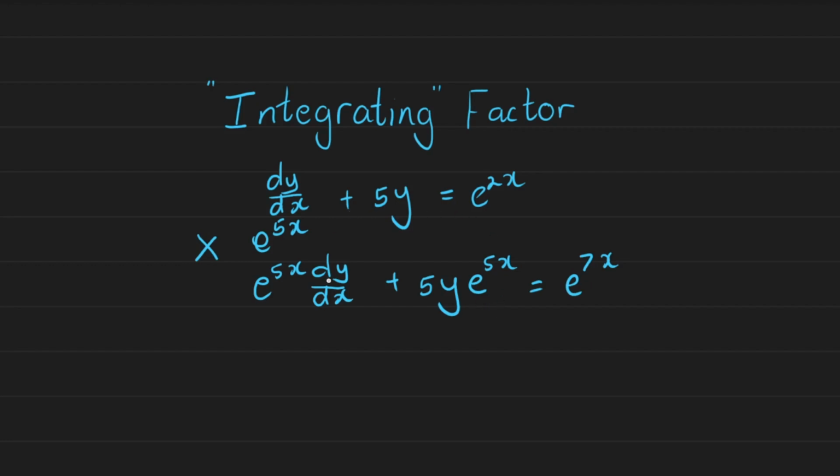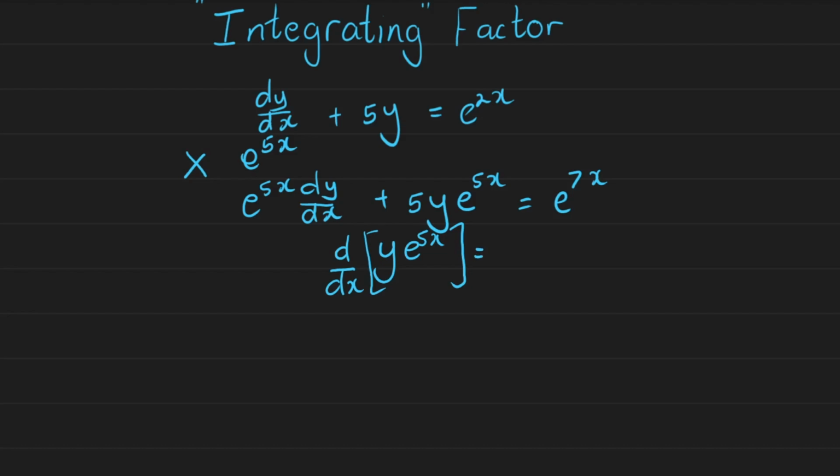Now, if I look at the left-hand side, it's not that obvious, but let's just look at this y times e^(5x). Let's say I have y e^(5x), and arbitrarily I wanted to see what is the derivative of that term with respect to x. So I differentiate y times e^(5x). What would I get?